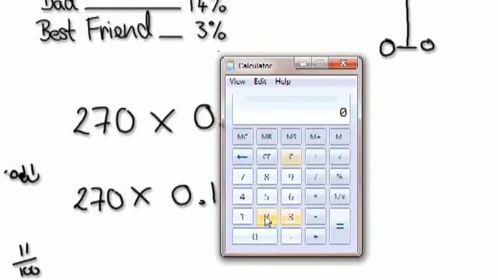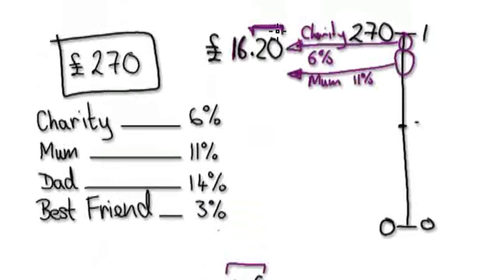So 11% of 270 is, let's work it out. Calculator, clear, 270 times 0.11 equals 29.7. Let's stick a 0 in there. So 11% of 270 is £29.70.